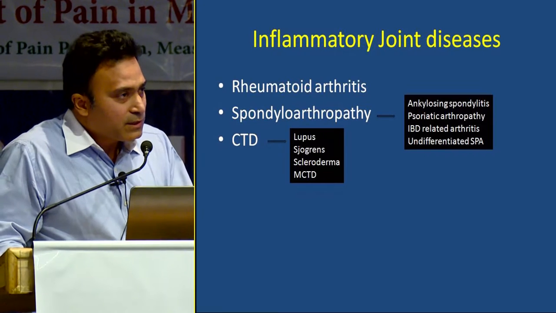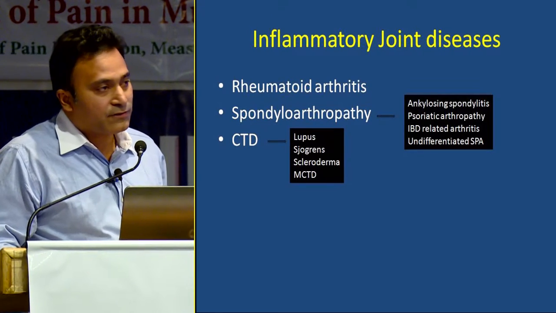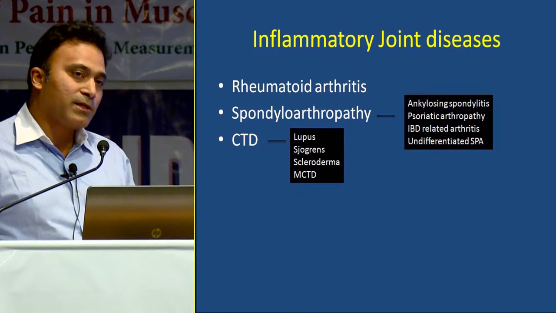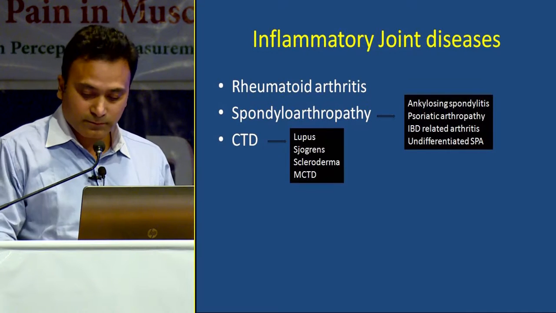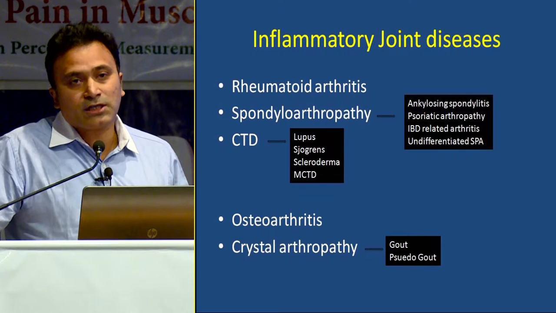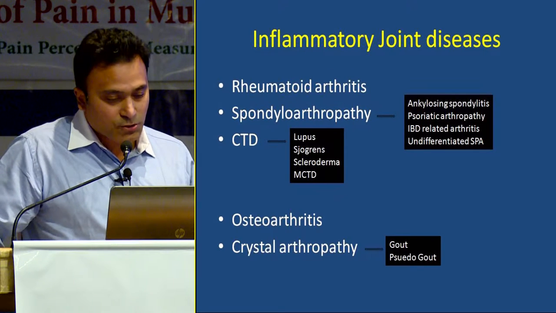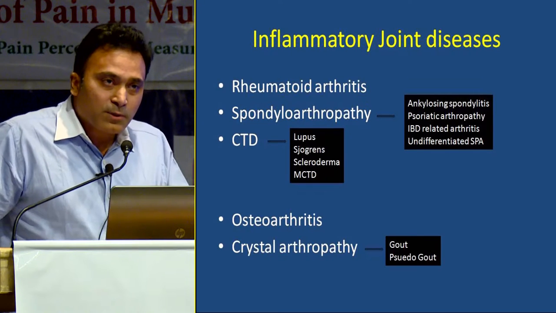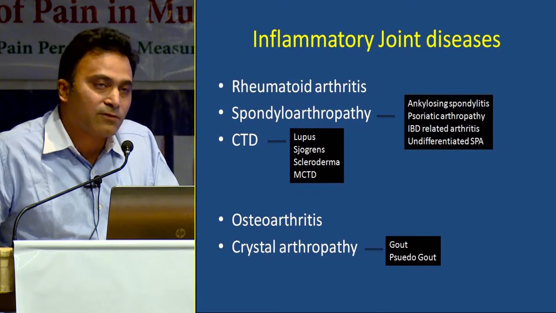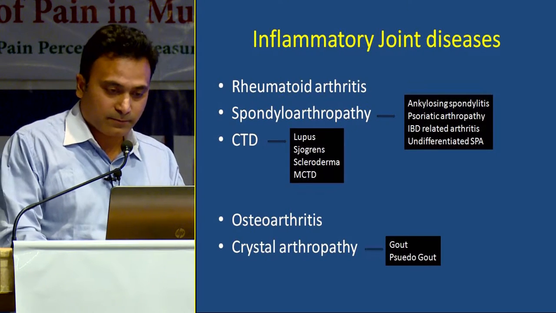In connective tissue disease, lupus, Sjogren's, scleroderma, mixed connective tissue disease, undifferentiated connective tissue disease, all of these can present with inflammatory joint pains. Osteoarthritis sometimes can get inflammatory, even though traditionally it is not an inflammatory condition, but sometimes you can have intermittent spurts of inflammation in osteoarthritis. Crystal arthropathy, gout is a significant inflammatory joint disease which necessitates immediate therapy with anti-inflammatory drugs.